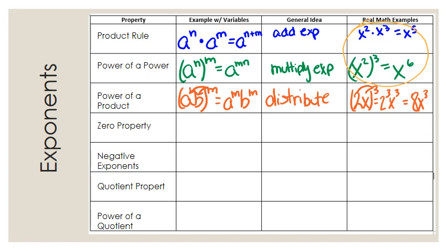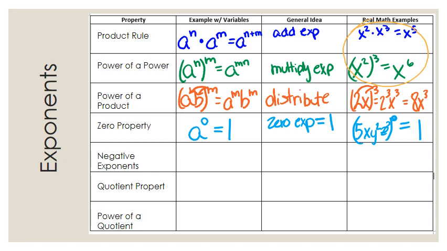Zero property. This is the easiest property to remember. What that means is a to the 0 equals 1. So anything with a 0 exponent makes the whole thing 1. So if I came up with something ridiculous, it doesn't even matter how many letters, how many exponents, if it's all to the 0 power, it's still just 1.